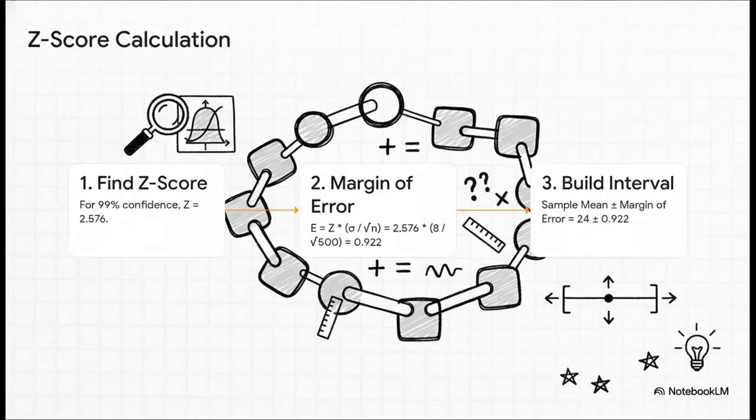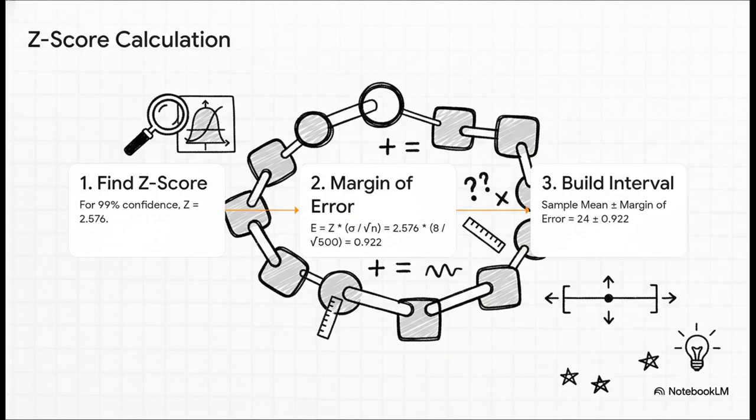Okay, let's put the puzzle together. Step 1. We grab our critical value for 99% confidence, which is 2.576. Got it? Step 2. We calculate the margin of error. The formula looks a little scary, but it's just our Z-score times the standard deviation, which is 8, divided by the square root of our sample size, 500. Plug that all in, and you get 0.922.